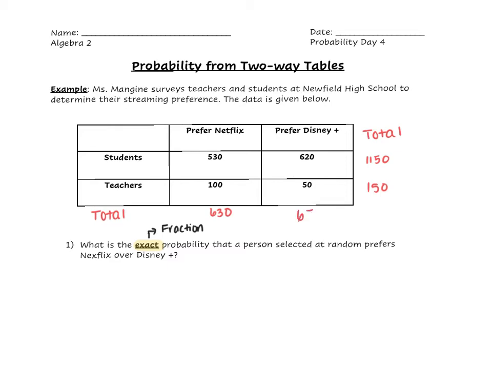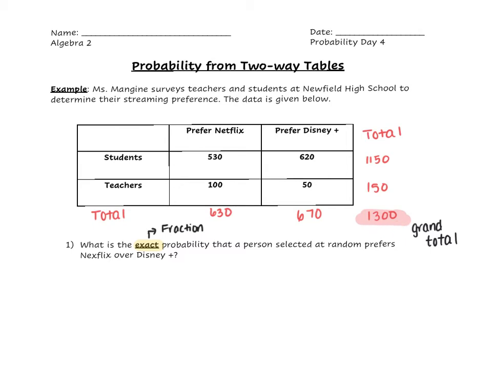And then if we add up the total number of people that prefer Netflix, 530 plus 100 is 630. And if we add up the people that prefer Disney Plus, 620 plus 50 is 670. And then we need this grand total in the corner. It's just found by adding these two or these two. It will be the same thing. So 630 plus 670 or 1150 plus 150 will add up to a grand total of 1300. So this number here in the corner, this 1300, is your grand total. So you can write that down in the corner, grand total.